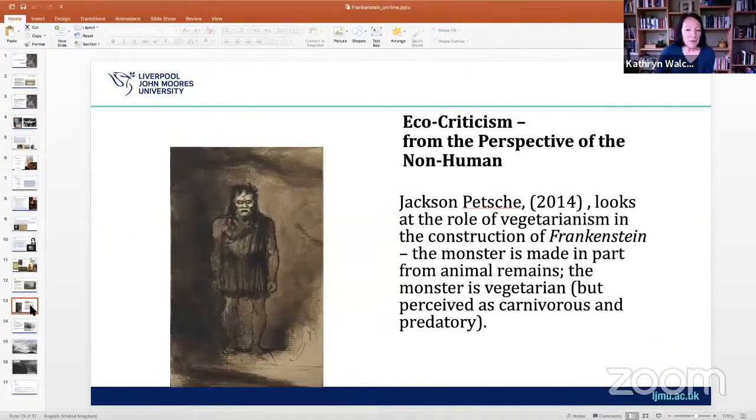Some ways that the text has been thought about from an eco-critical perspective, so the perspective of the non-human. Petschke here looks in an article at the text from the relation of the non-human or the animal, and this is a tiny detail which I think is really quite interesting: he looked at this from the point of being a vegetarian, that the monster himself is made partly from animal remains that have come from factory produced meat, and also that the monster himself is vegetarian. He goes on the mountains and he's eating leaves and other vegetable matter, yet he's seen as carnivorous and predatory, and the characters in the text are really worried about him, that he's going to become dangerous, and it's only after human intervention that he does become predatory and tries to fight against the people who created him.